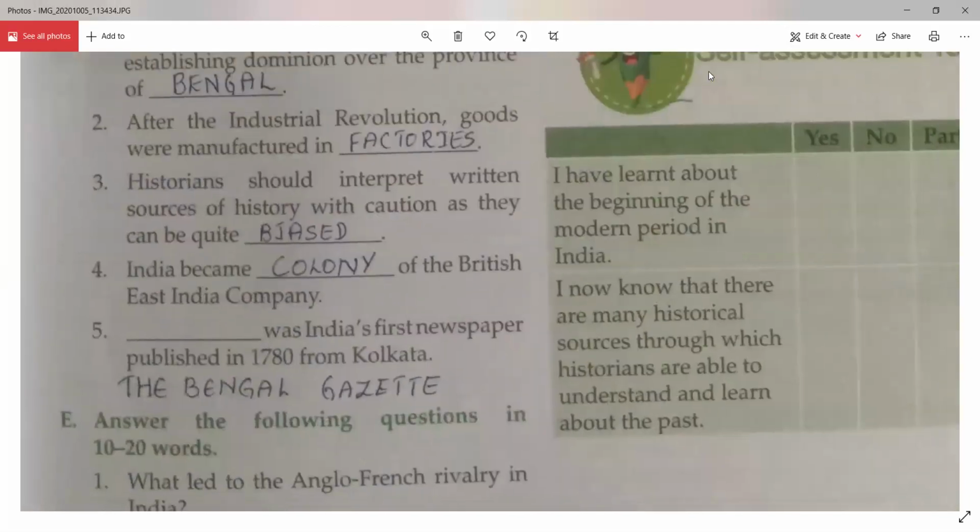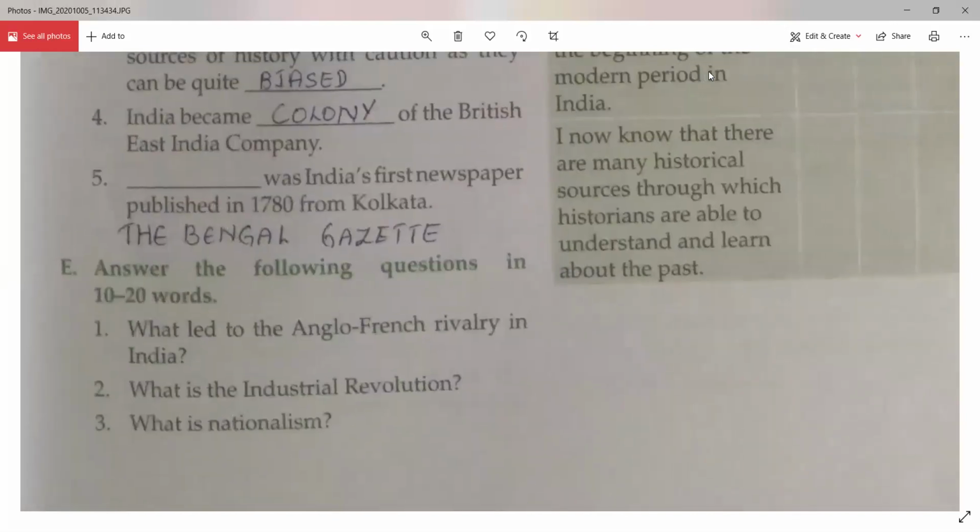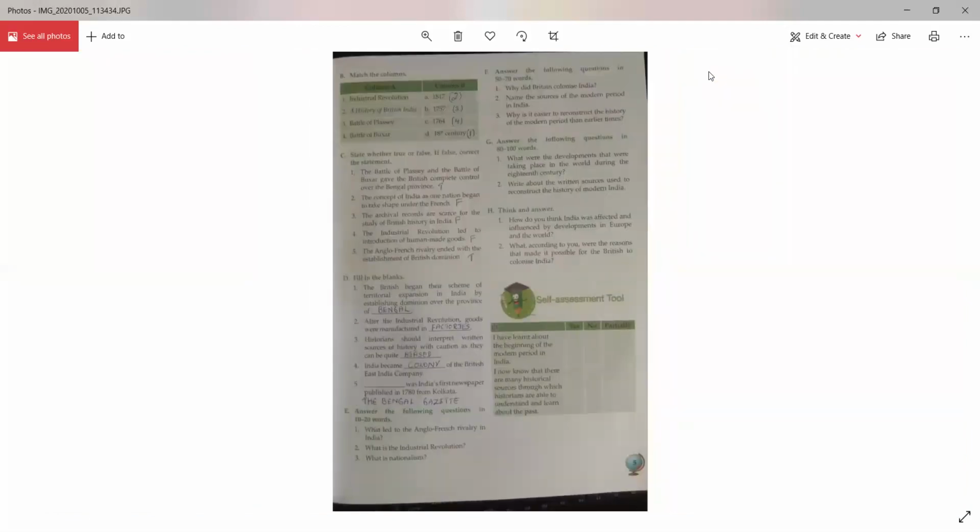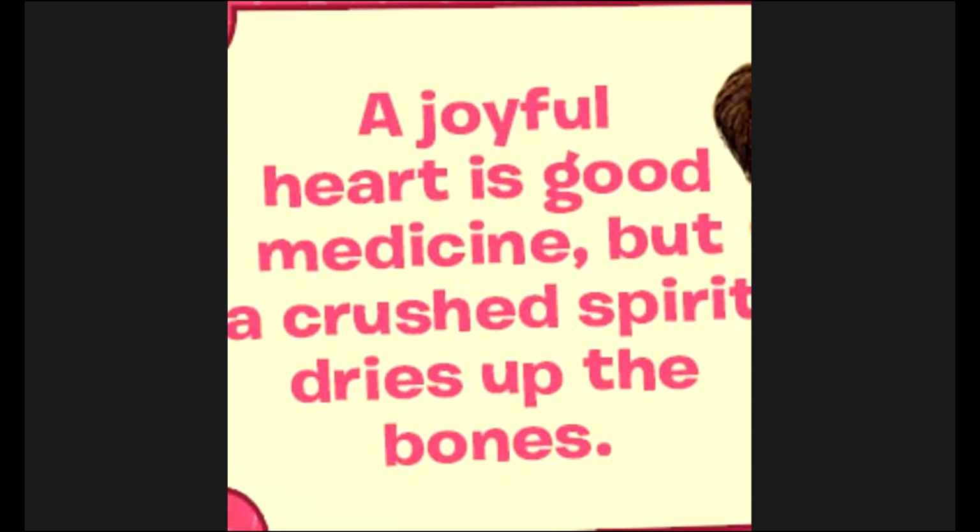Dash was India's first newspaper published in 1780 from Kolkata. We read that now, it's the Bengal Gazette. We will do the question answer later. So please do complete your classworks. Complete the first 3 or 4 questions that we have spoken about today, write it down in your classwork and send it to me. Next, I will send you the answers for the question and answers, which you will also have to write.